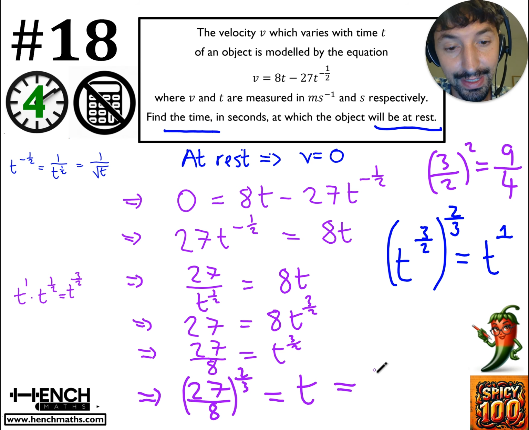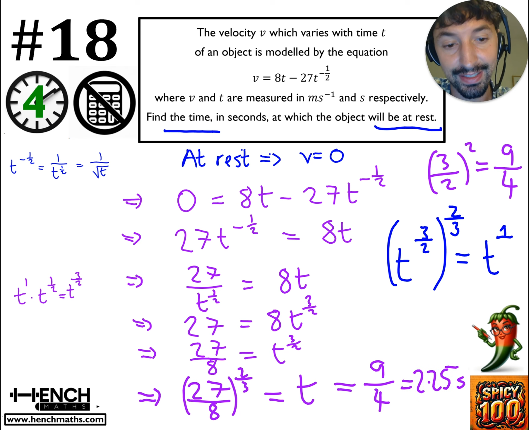So the answer is going to be 9/4, or 2.25 seconds. So the answer here is t equals 2.25 seconds, or as a fraction 9/4 seconds. Because we equated our velocity expression to 0, we found out when the velocity is 0, that's when it's at rest, and we find that happens at t equals 2.25 seconds. So that's the time that our object is at rest.